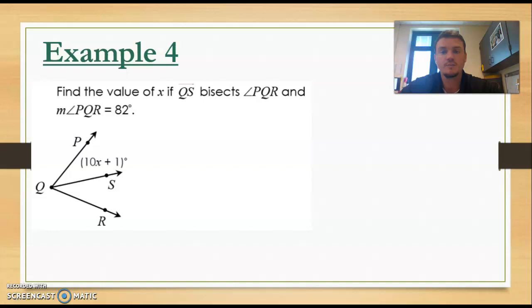In this example, we're going to be focusing on a problem that has to deal with this word bisect. So we've already seen this show up before in the last unit, but this unit we're going to work with it a little bit more. Bisect just means it cuts it right in half.